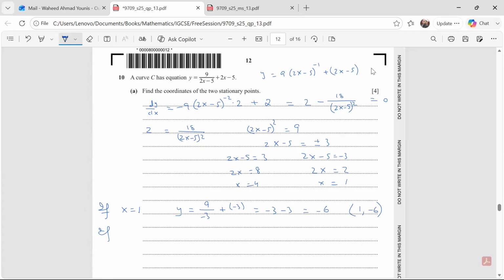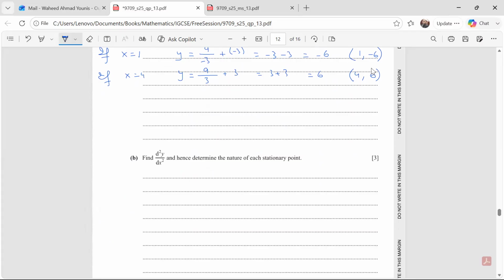And the second stationary point is when x is equal to 4. If x is equal to 4, y is going to be equal to 9 over (8 − 5), which is 3, and plus (8 − 5), which is 3. So this is 3 + 3, which is equal to 6. It means the second stationary point is (4, 6). So these are the two stationary points. They can be either maximum or minimum. So we will leave it here.